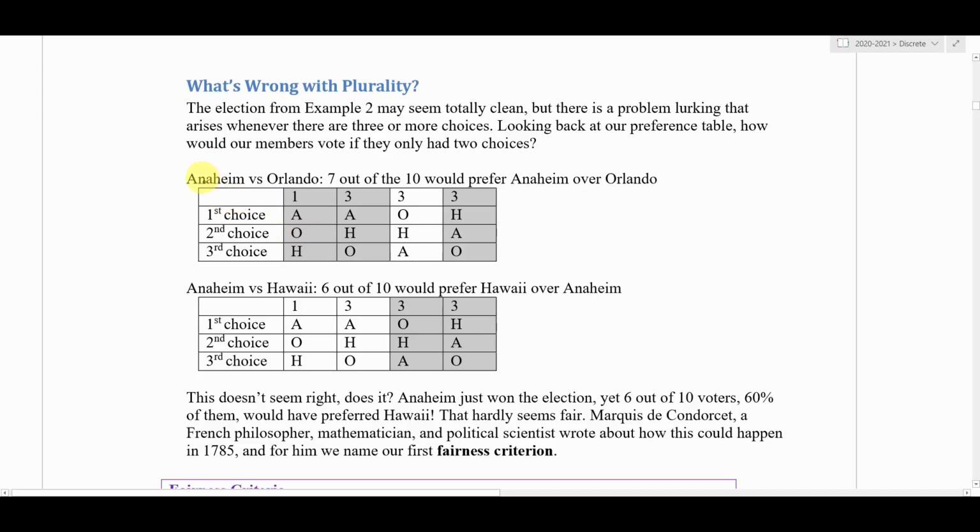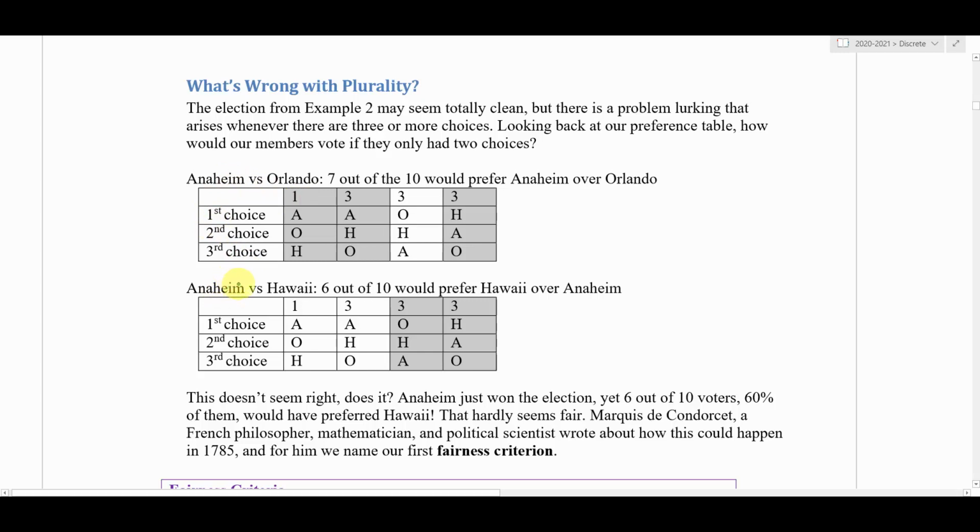And if you remember, Anaheim was our plurality winner. Okay, so Anaheim actually had the most first place votes, I believe it had 4 first place votes from that example. Now, let's say we take a look at what happens when I pit Anaheim versus Hawaii.